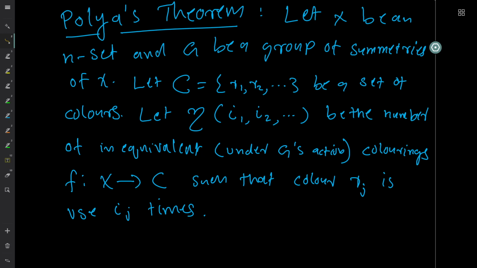Now, look at the number of inequivalent colorings under the action of G, where the color Rj appears exactly Ij times. That is denoted by eta of I1, I2, etc. So eta of I1, I2, etc. says that color R1 appears I1 times, R2 appears I2 times, etc., Rj appears Ij times. Look at such colorings and then see under the action of G how many inequivalent colorings there are.